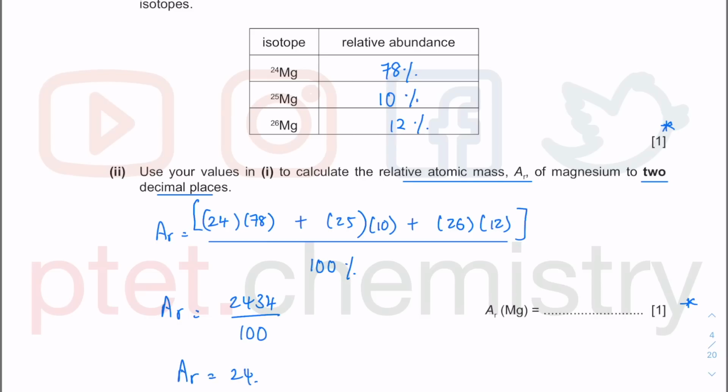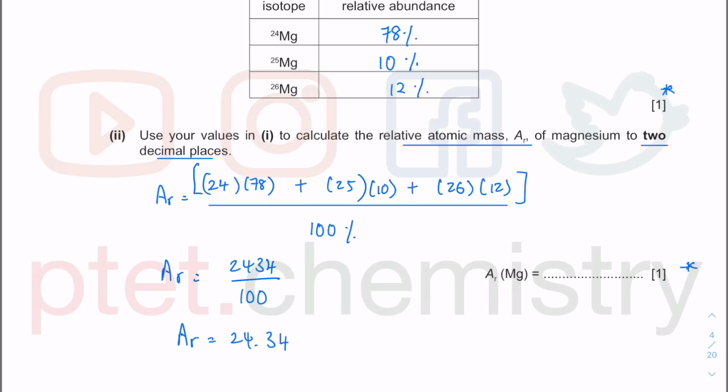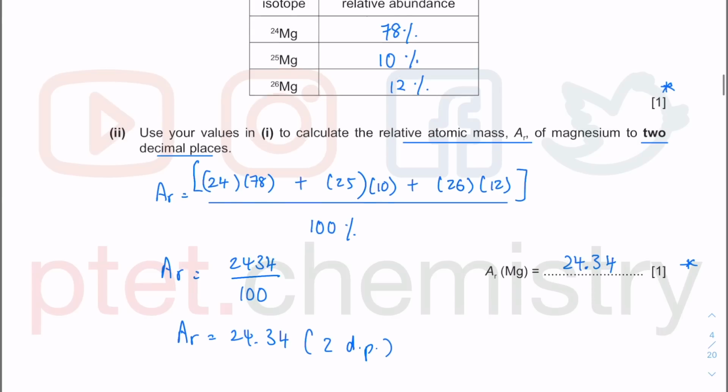So you get 24.34 on your calculator, and that is exactly 2 decimal places, so I'll just leave it as it is there. If you look in your periodic table, you will see that this value is not very different from the one given in the periodic table, because it's supposed to be very close to the 24.3 in the periodic table that you are given in the exam. But of course, we cannot write 24.3 since they wanted 2 decimal places based on our calculation. We are just confirming with our periodic table that our value is definitely correct.